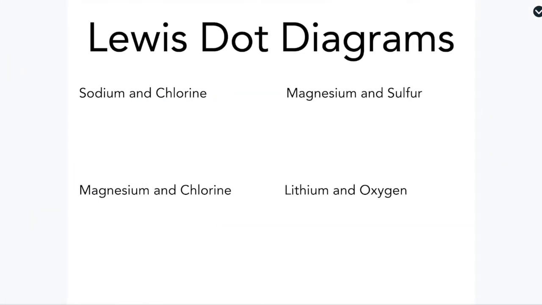All right, so what we're going to do now is illustrate and diagram how this electron transfer takes place. I want you to make sure in your notes that you have these four combinations of atoms set up. And now let's walk through how they go from separate atoms to a bonded compound.